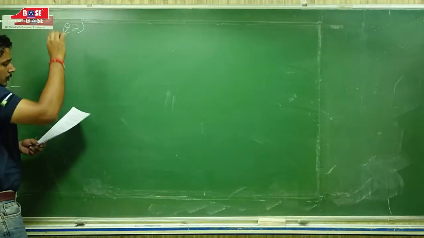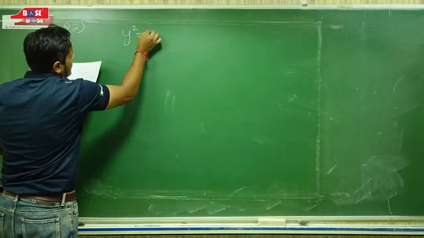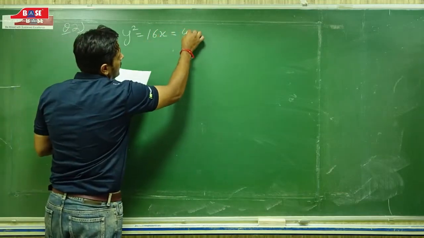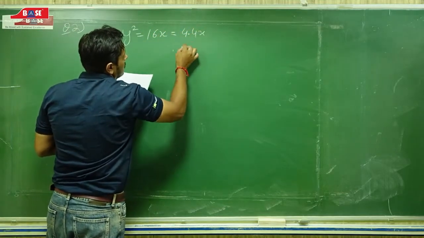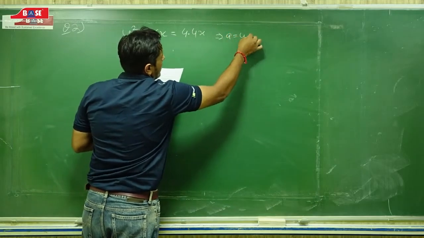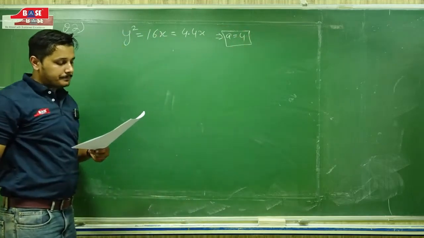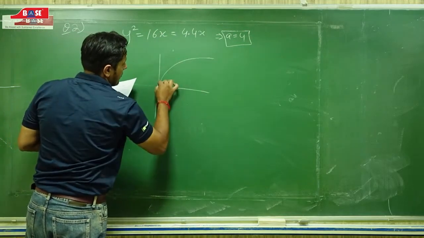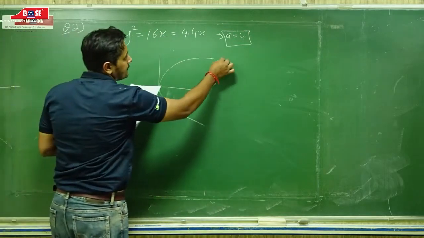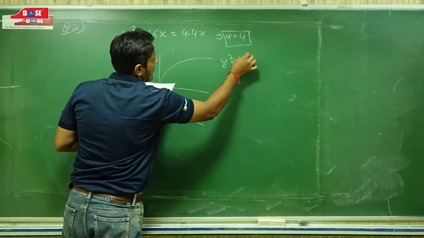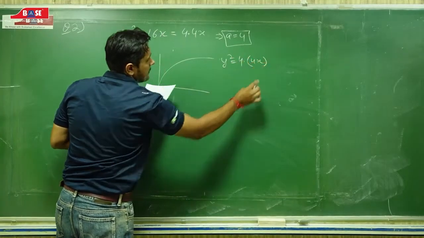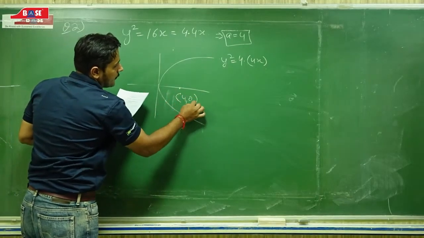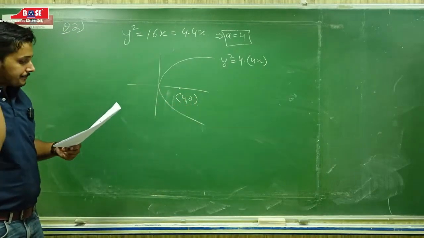So the question number 2. Parabola y square is equal to 16x. So if I write this in the standard form, this will become 4 into x. So what is A value? A value is 4. This is the parabola. So focus will be A, 0. So focus is 4, 0.